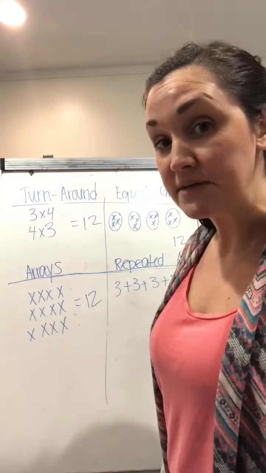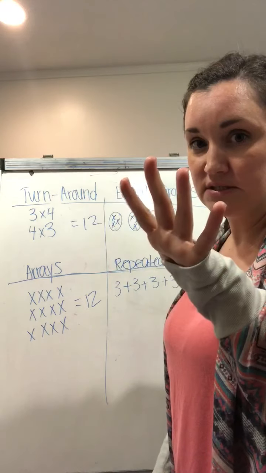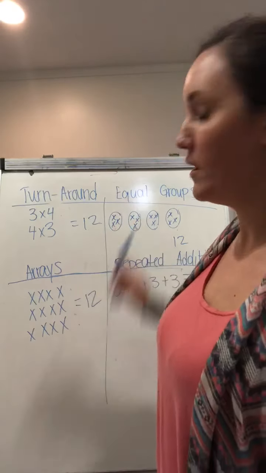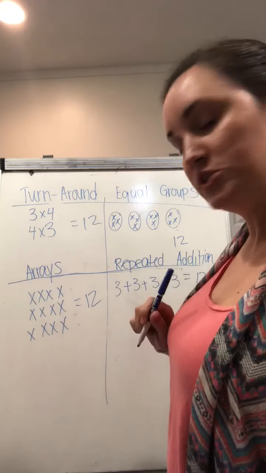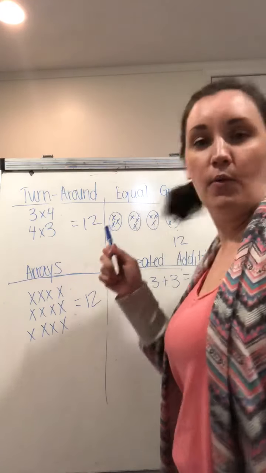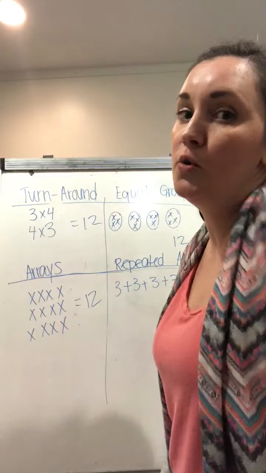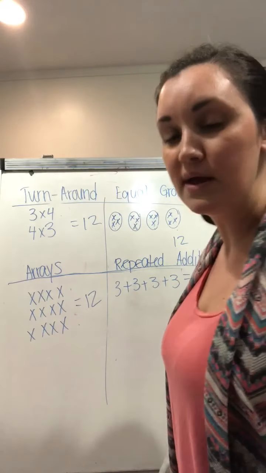Okay, so in your homework today, you've got 5 questions. I want you to pick 2 ways to show them. Do a turnaround fact and repeated addition, or an array and an equal group. Your choice. Just choose 2 ways to prove that you know your answer.